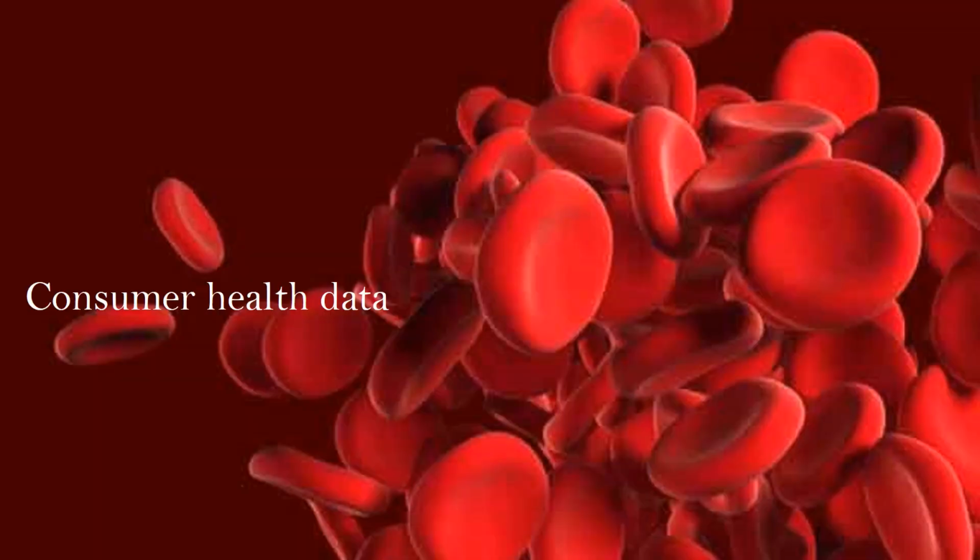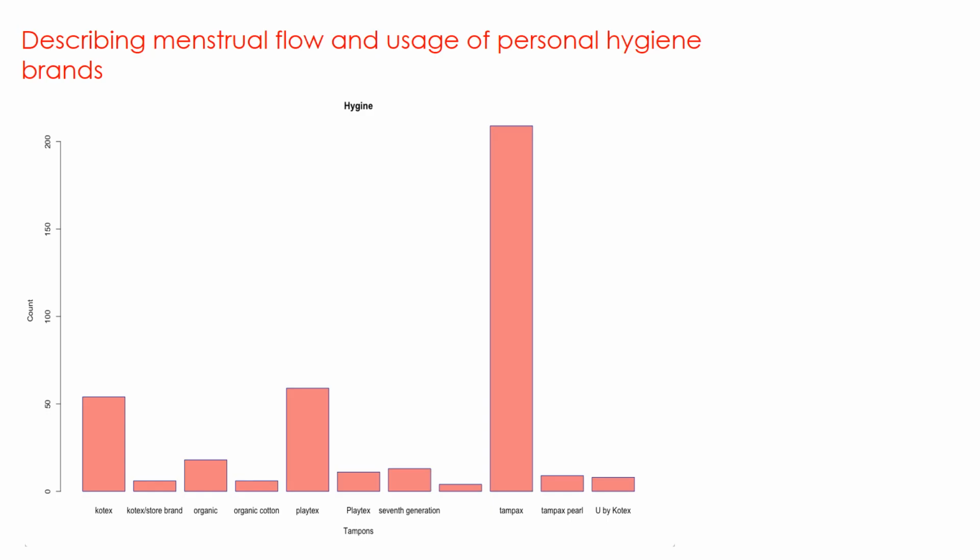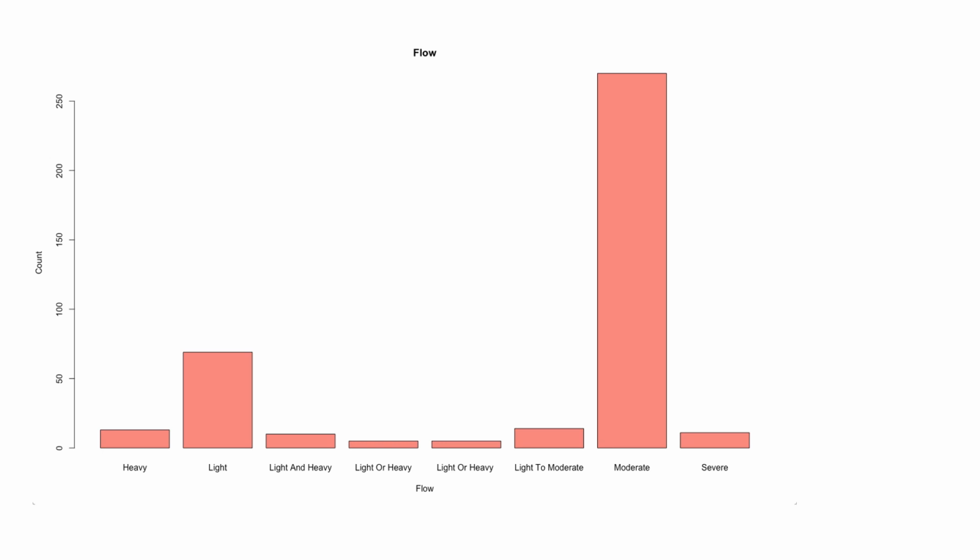Moving on to the consumer health data that was given to us. Here's some descriptive analysis that we've done, and what we found was that brand Tampax, followed by Kotex and Playtex, are the most frequently used products among these patient IDs. Next, if we look at their menstrual health, most of them have responded that they have a moderate flow.